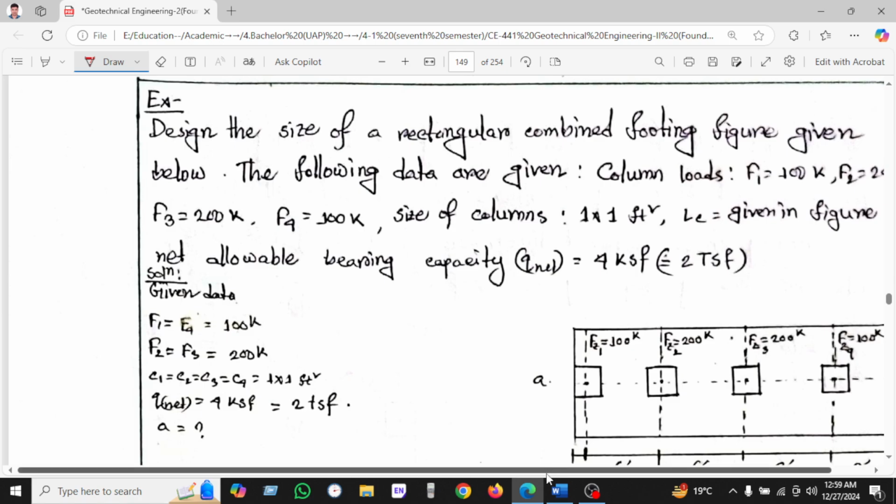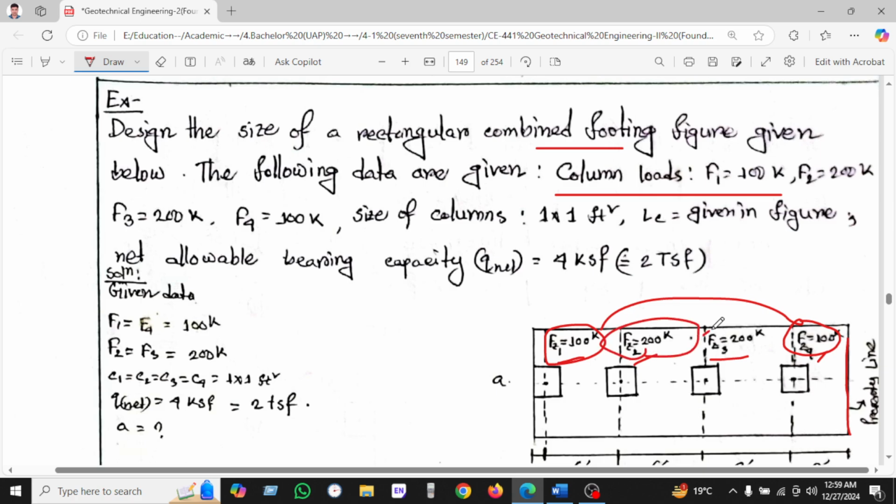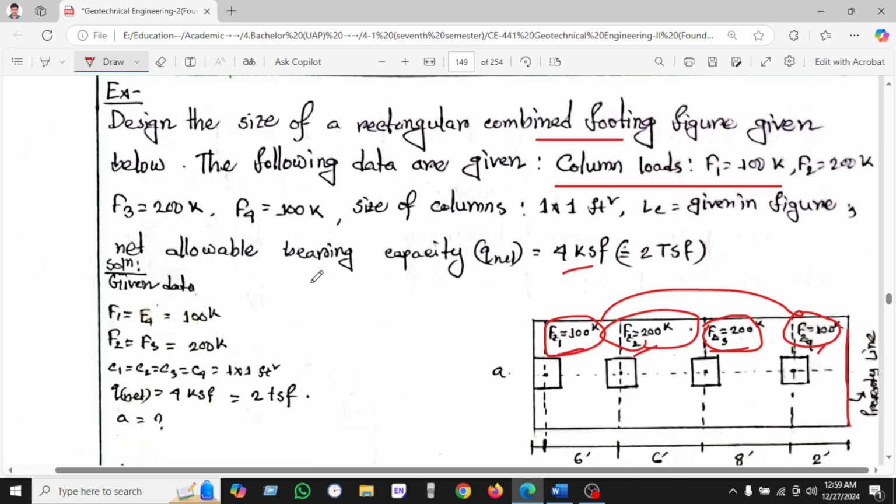So let's see another example. Design the size of the rectangular combined footing. The figure is given below. This is the property line, and the following data are given. Column loads we have been shown: F1 is 100 kip, F2 is 20 feet, and F3 20 feet, and F4 100 feet. So we can see F1 and F2 are the same load. On the other hand, we can see F2 and F3 are the same load. An allowable bearing of 34 KSF is given.